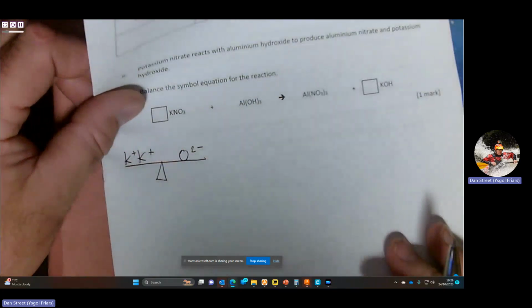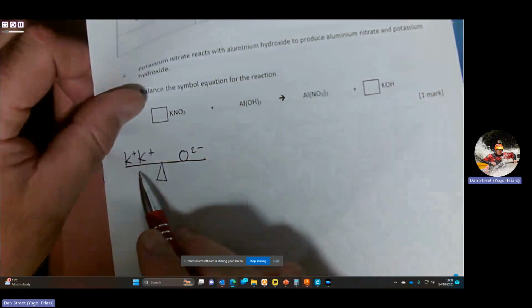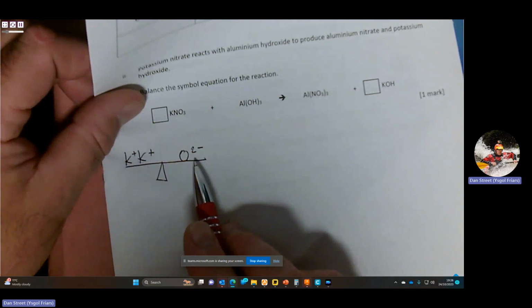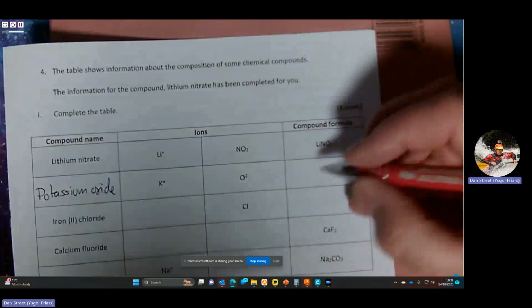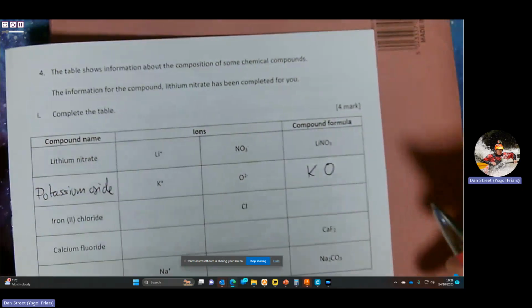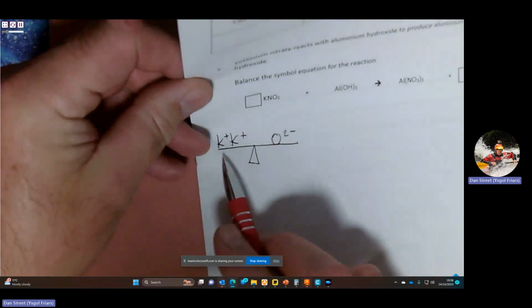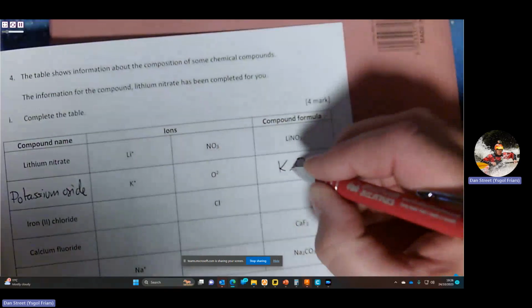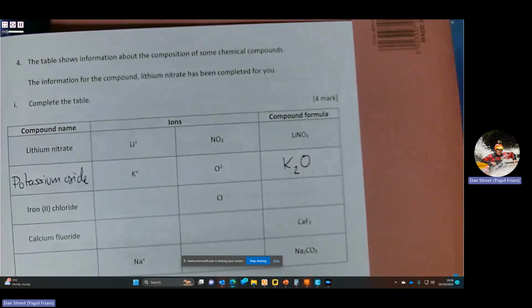Now, the difficulty that many people had was transferring this into a formula. So the formula tells you how many of each element are present with a little subscript number. So the number 2, because there are 2 potassiums, must go down here. Okay, so it's K2O.